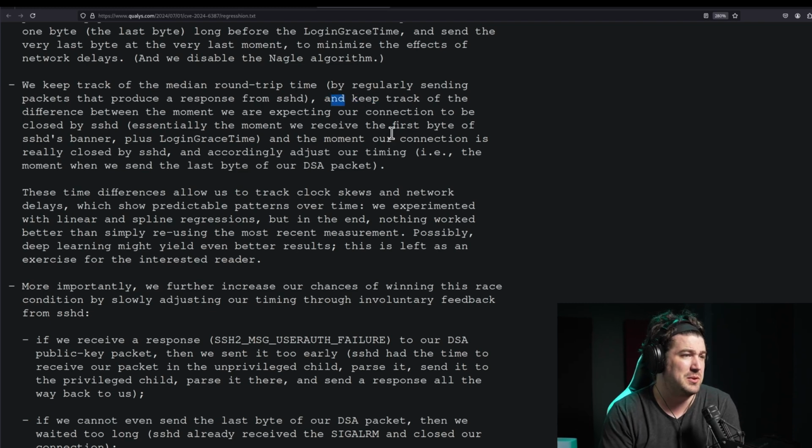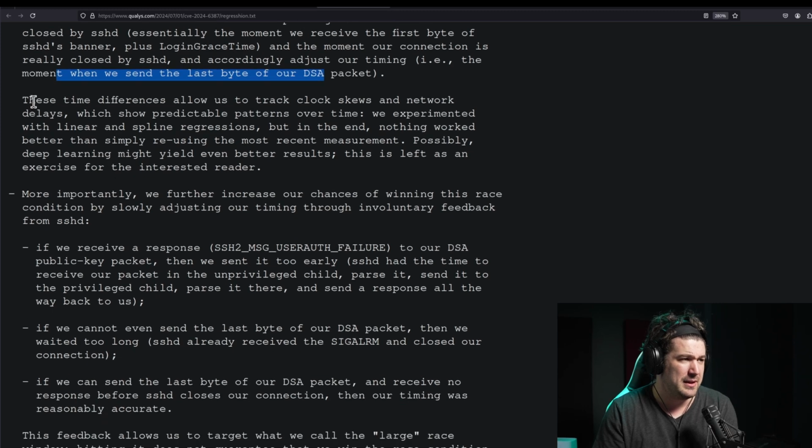And we keep track of the difference between the moment we are expecting our connection to be closed by SSHD. So basically, when they send it, they have that 120 seconds that we were talking about for most of them. And the moment our connection is really closed by SSHD, and accordingly adjust our timing, i.e. the moment we send the last byte of our DSA packet. These time differences allow us to track clock skews and network delays, which show predictable patterns over time. We experimented with linear and spline regressions, but in the end, nothing worked better than simply reusing the most recent measurement. Possibly deep learning might yield even better results. This is left as an exercise for an interested reader.